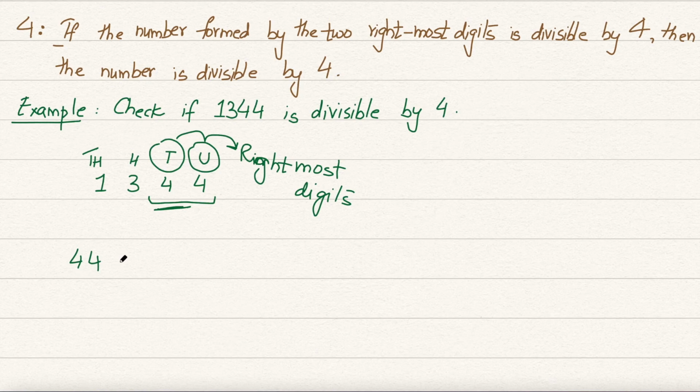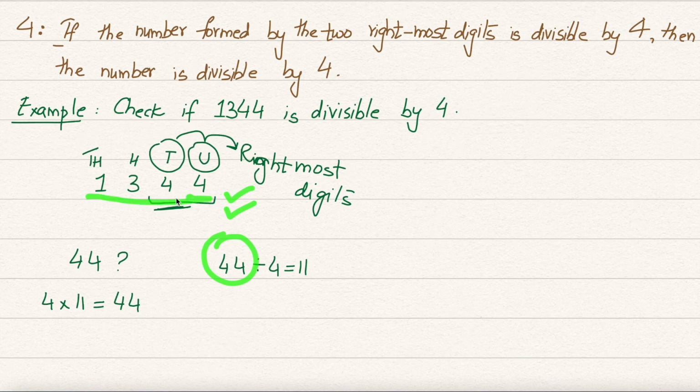Is 44 divisible by 4? If you check the table of 4, 4 times 11 is 44. 44 divided by 4 is 11, and the remainder will be 0. Since the number 44 is divisible by 4, that means the number 1344 is also divisible by 4. We can check it using the long division method.